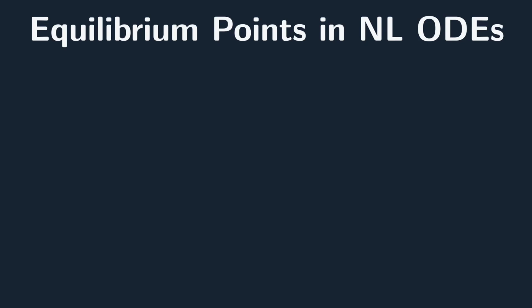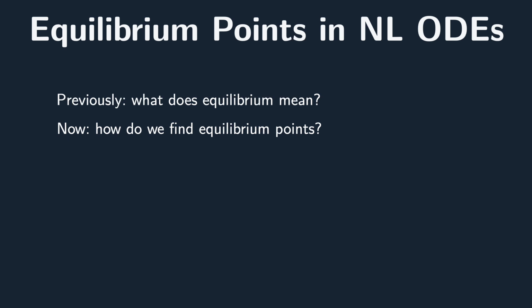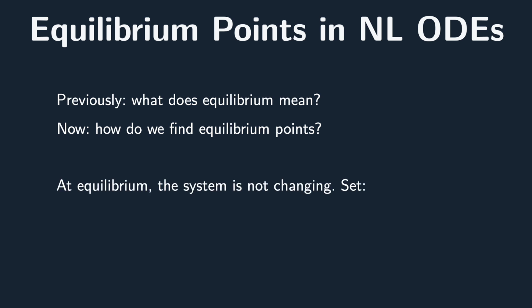In an earlier video, we introduced the idea of an equilibrium point. An equilibrium point is a value or set of values where the system can remain unchanged. In this video, we focus on how to actually find equilibrium points in nonlinear ODEs. The basic idea is simple. At equilibrium, the system is not changing, so the time derivatives are zero.